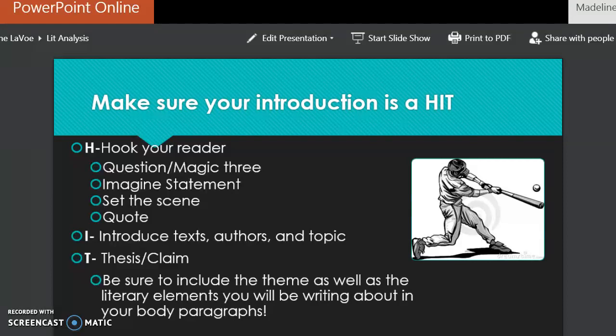And then our final step of our introduction, it's going to be our thesis or claim. Yesterday, I believe you all wrote a theme statement related to both of the stories. So that's really going to be your thesis or claim. You're also going to want to include the elements that you're writing about. So maybe you chose characters and tone. So you might want to say something like the tone and characters contribute to the theme of such and such. So remember, when you're writing an introduction, you want to make sure your introduction is a hit by including a hook, introducing the text, authors, and topic, and your thesis or claim.